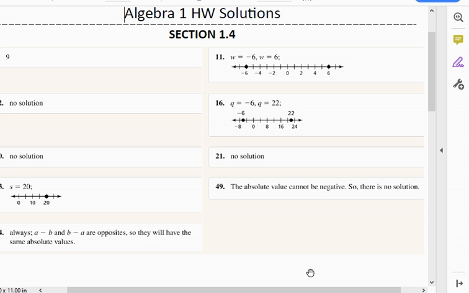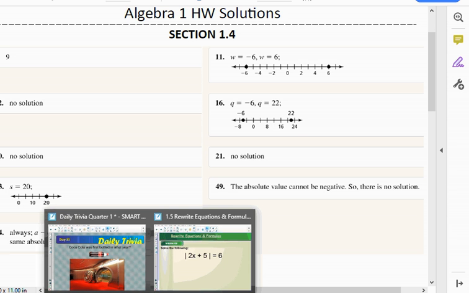It's 20. 49 was a verbal question. So the answer was the absolute value cannot be negative, therefore there's no solution. And then 54, that statement is always true. Since a minus b and b minus a are opposites, they're going to have the same absolute value. You can pick two numbers. Try 10 minus 2, which is 8, and 2 minus 10, which is -8, and both of those absolute values are 8. So those are always going to have the same absolute value.